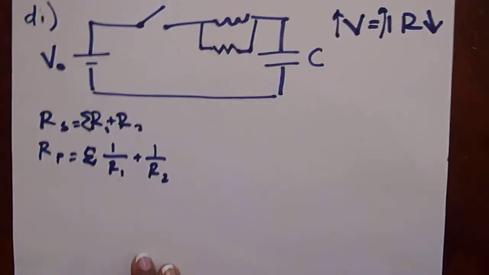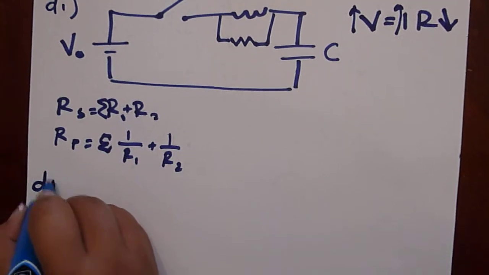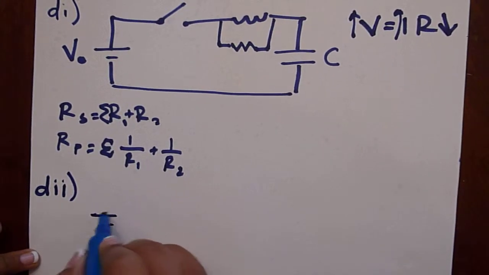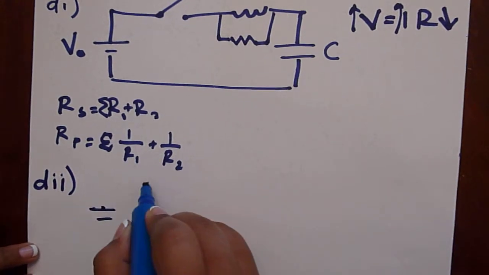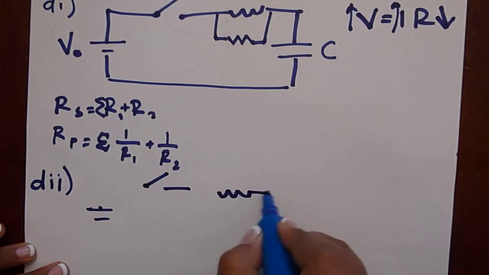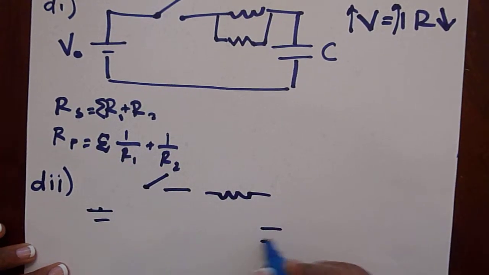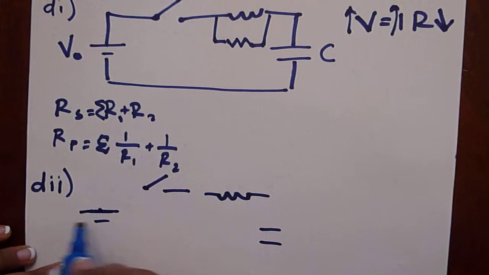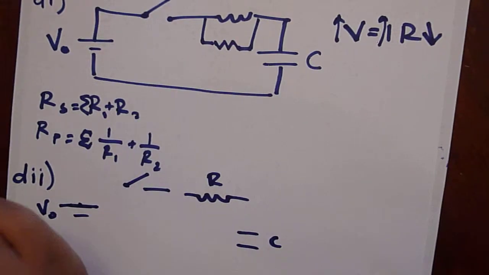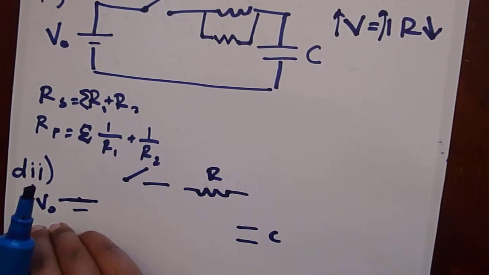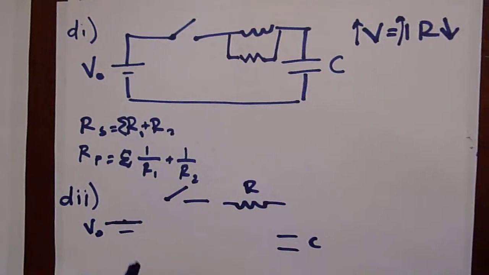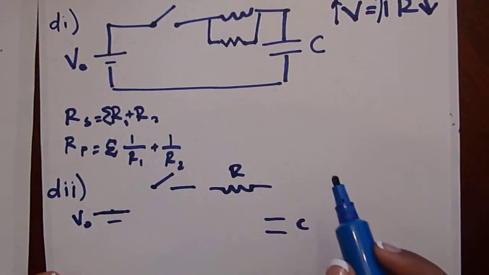Part D2 is a similar sort of situation. They've given us the battery, a switch, a resistor, and a capacitor. This is the voltage, capacitor, and resistance. Instead, for this situation, we have to use a capacitor so that we can decrease the charging time. So here's a review for capacitors.